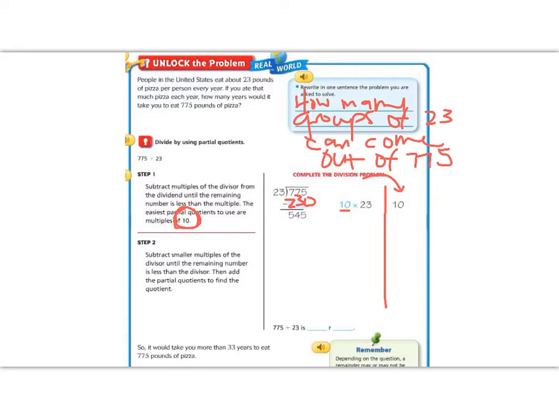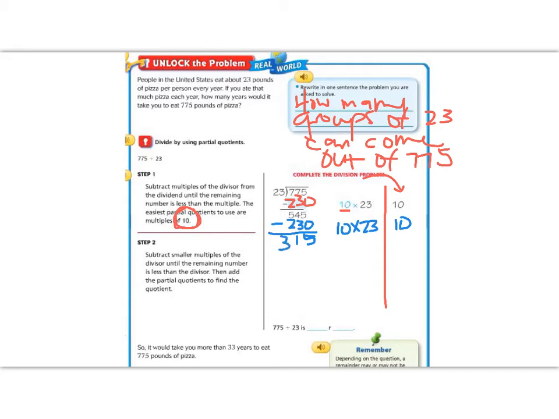So now we know that we're not to our answer because we still have 545, so we have to keep going. But instead of trying to find a new partial quotient, we're just going to stick with 10. So I'm going to write 10 times 23. I multiplied by 10, so I'm going to rewrite it on the outside, and then I'm going to subtract 230 again. So I'm taking out another group. This subtraction we're going to have to do ourselves. 5 minus 0 is 5. 4 minus 3 is 1. And 5 minus 2 is 3.